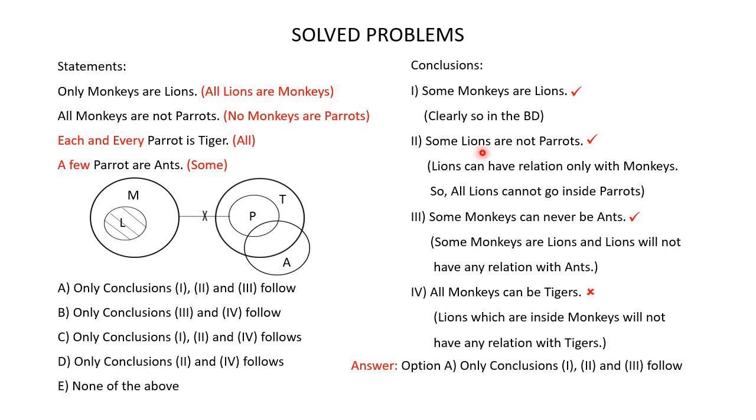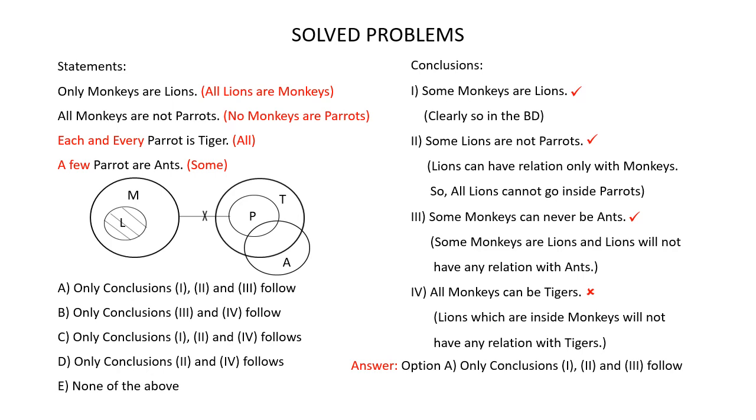Conclusion 2. Some lions are not parrots. Now to check if some lions are not parrots, you have to see in the Venn diagram if all lions can go inside parrots. So in the Venn diagram, you have lions here and parrots here. Clearly, you can see that these lions will have a relation with only monkeys. Lions will not have any relation with parrots. So all lions will not go inside parrots.